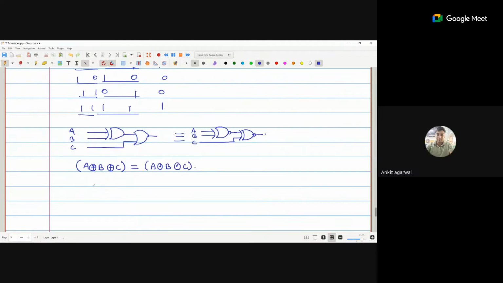Okay, whereas A XOR B is equivalent to A XNOR B and the complement of this one. So if we are taking two inputs, both the XOR and XNOR gates are complements. And if we are taking three inputs, then basically XOR and XNOR are equivalent.